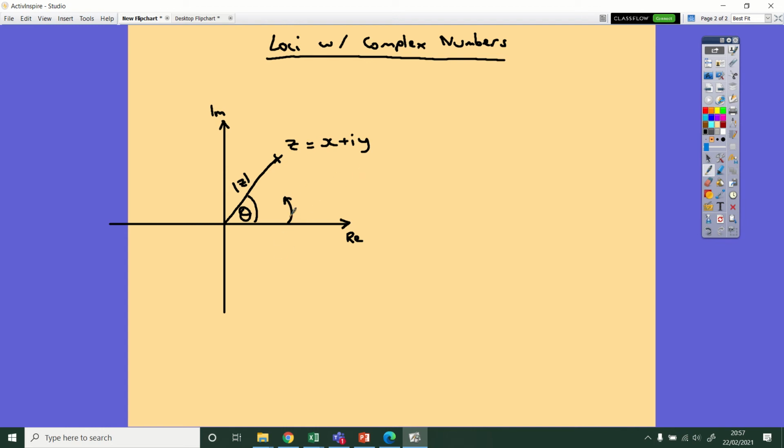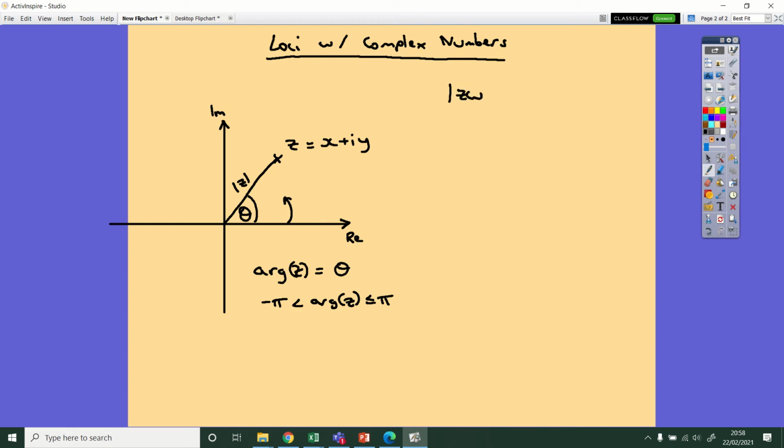Okay, so let's make a note of the range of values that we can have for our argument. So our argument of z is theta, but it has to be between these two values. That's minus pi to pi, given in radians. I'll list out some properties of the modulus and argument first of all, and then we'll go through the different types of loci that we can possibly have.